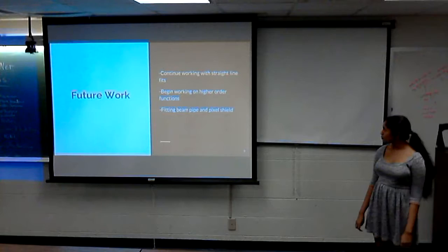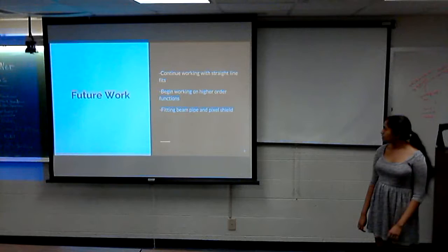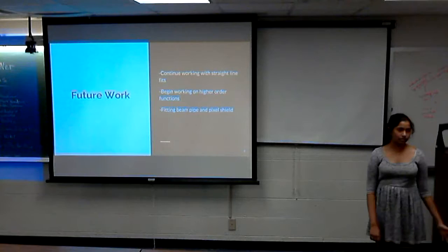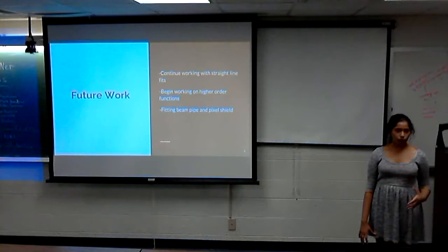work, which I'm one of the people that's continuing research after today and after the end of this week. So I'm hoping to actually get my computer working eventually and continue working with straight line fits and eventually start working on higher order functions like I was talking about, the polynomial functions, and essentially just fit more graphs and more functions with the beam pipe and the pixel shield.